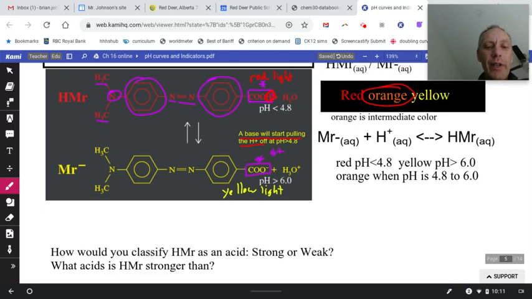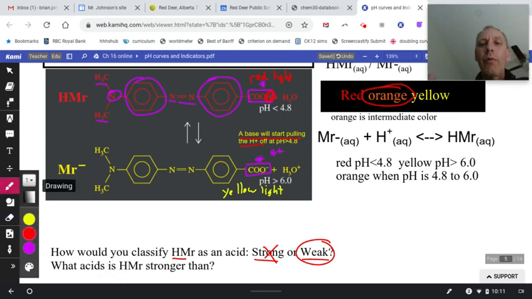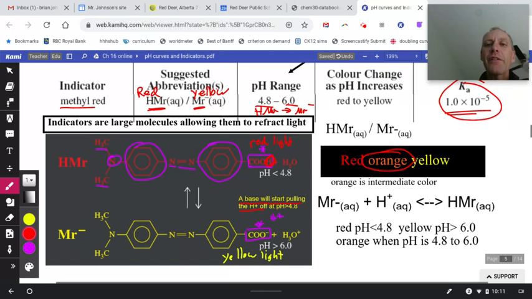Okay, how would you classify methyl red as an acid? Strong or weak? All of the indicators are weak. There are no strong ones. What acid is HMR stronger than? How could you figure that out? Well, we can go to our acid table of relative strengths. I'm just going to go back here. This is important now. Its Ka is 1 times 10 to the minus 5.